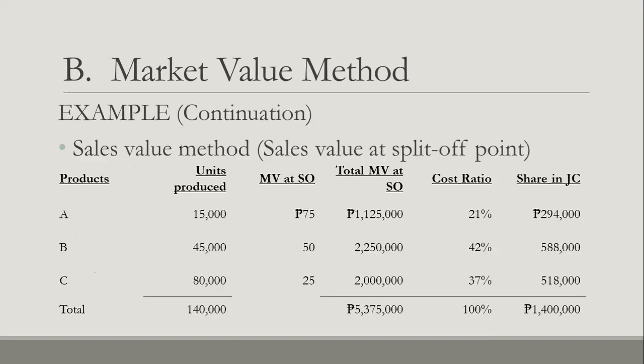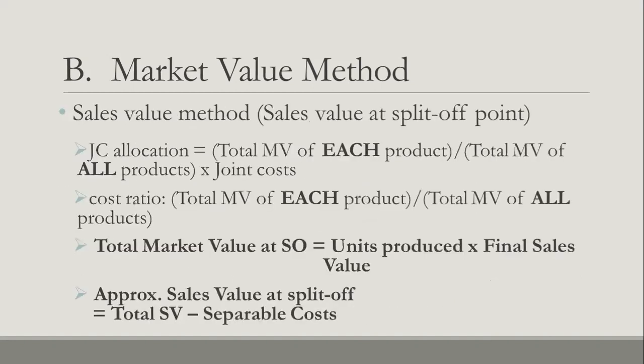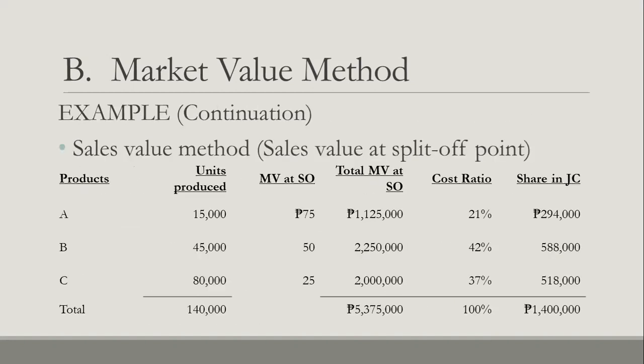Okay, so let's start. The sales value method, which is your sales value at split off point. You have your units produced of 140,000 units. For each product, A, B, and C, you multiply your units produced by your market value at split off point, or your selling price, which is your final sales value. So you multiply your 15,000 units by your final sales value of 75 pesos. You will get a total market value at split off point of 1,125,000, and do the same process for products B and C.